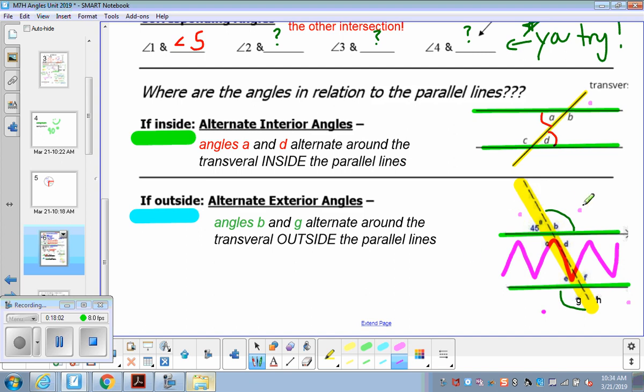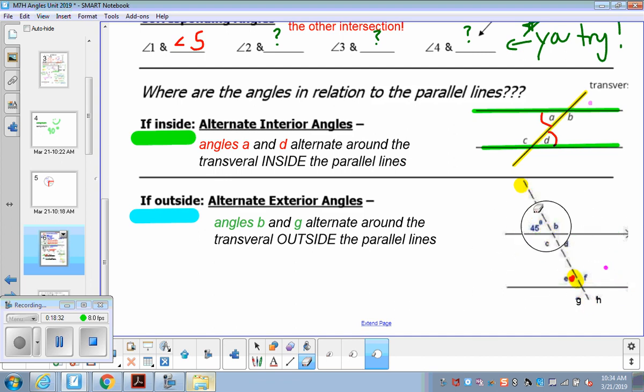Now, outside of the parallel lines, we have the 45, the B, G, and H. Which one alternates around the transversal and is also outside of the parallel lines from B? It's going to be G. B and G alternate around the transversal outside the parallel lines. So we know H and 45 go together. And now watch what I can show you guys, which is the whole point of knowing what all these angles are called and how they work.